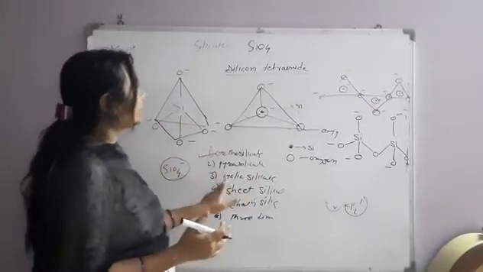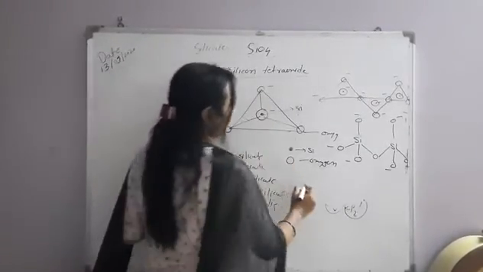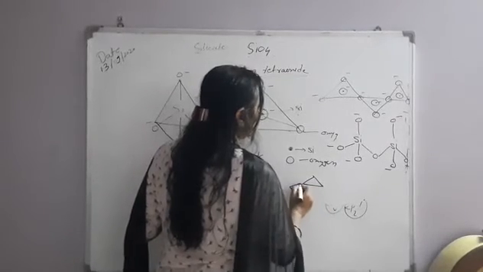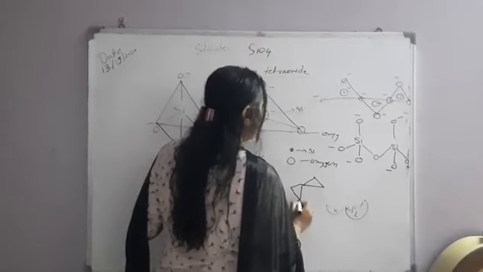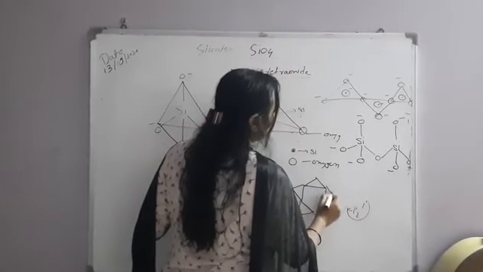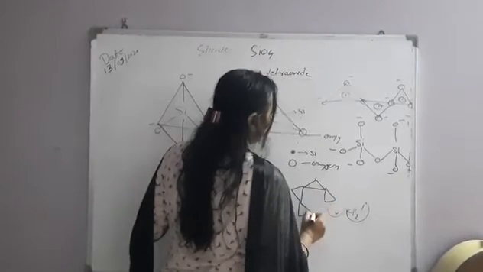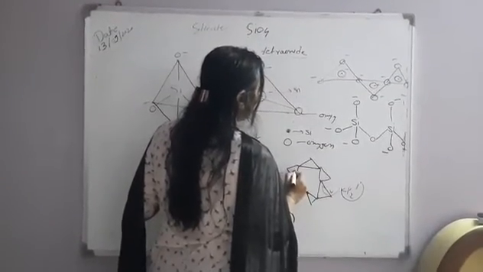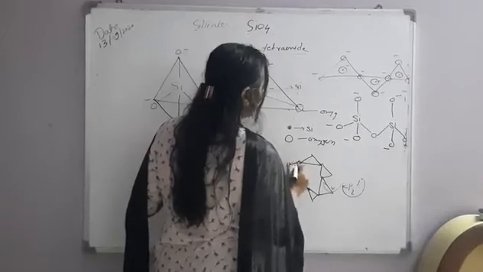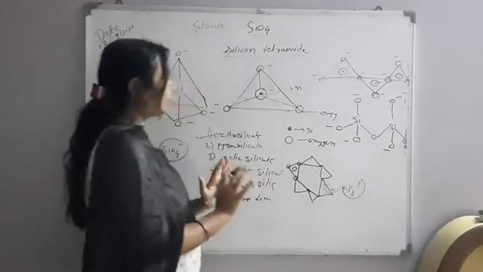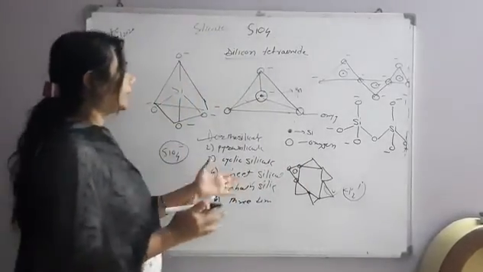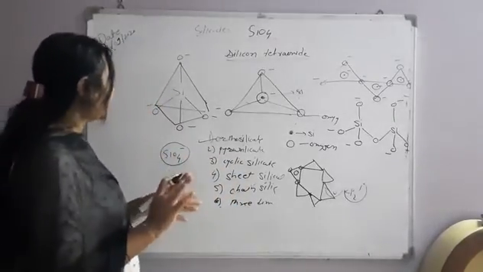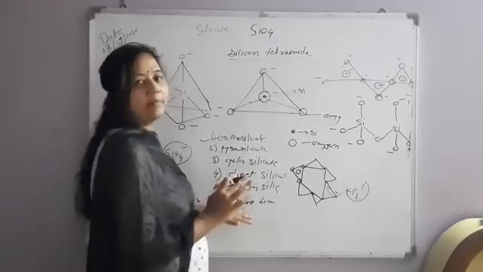In cyclic silicate, they will form a cycle, like this. In detail we will discuss in our PowerPoint presentation how it is formed. Suppose this is silicon with oxygen around it; they will form the cyclic silicate. Sheet silicate also forms by sharing two oxygen atoms per tetrahedron. Again chain silicate, then three-dimensional network.